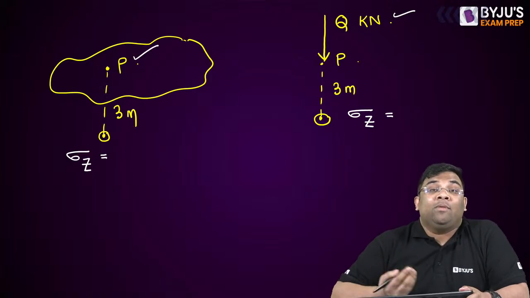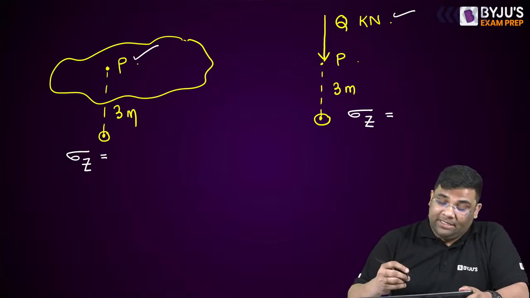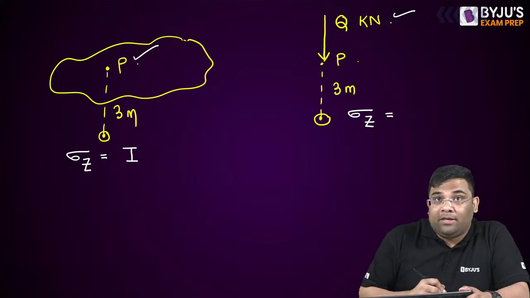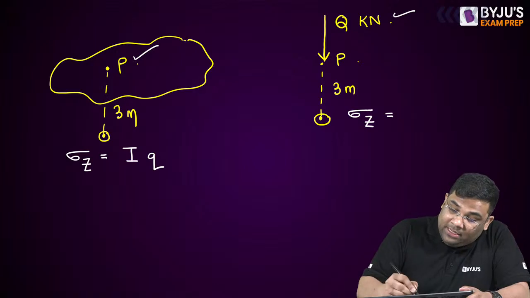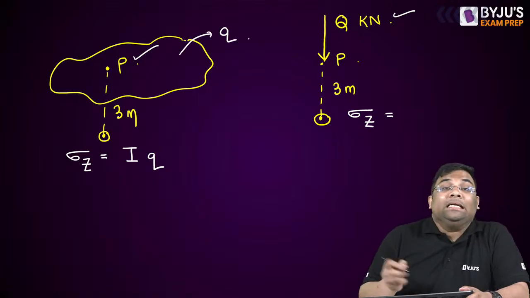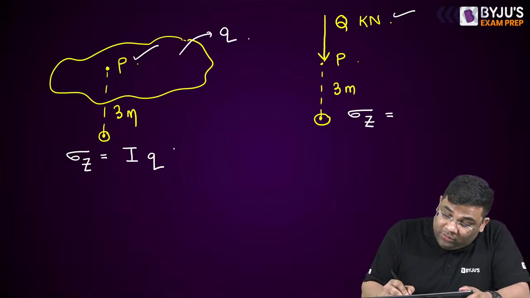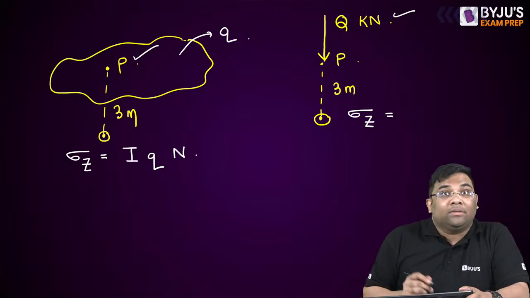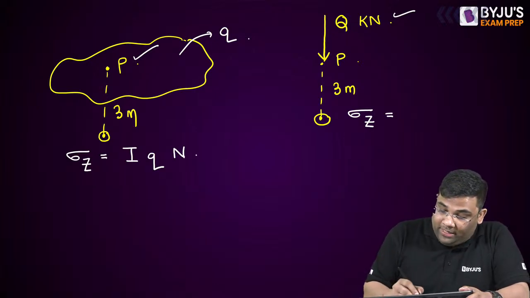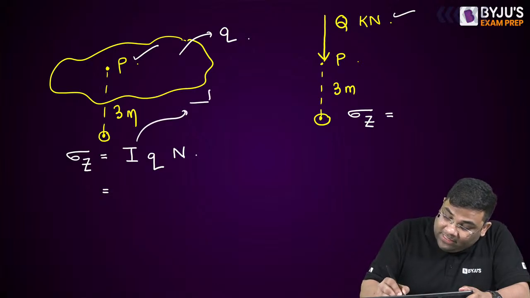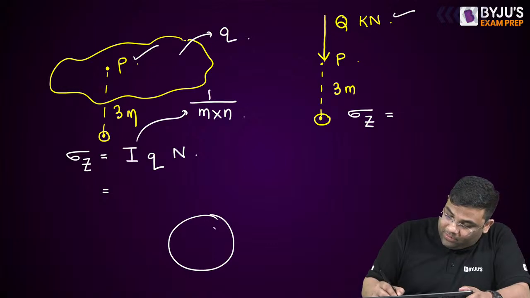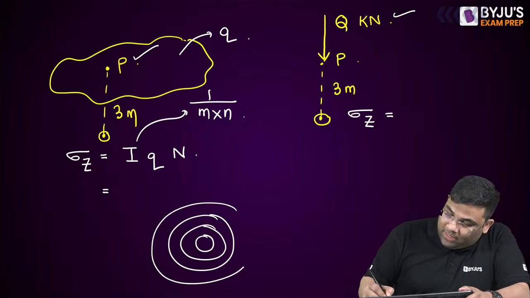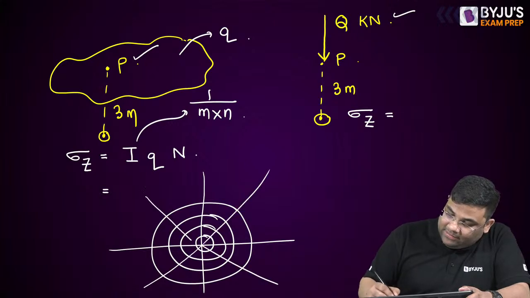Now, whenever we are using the Newmark chart, what is the formula for finding stress increment? That is the influence factor into the area load Q into the number of area units covered. So, influence factor is how much? If you remember, it is 1 by M into N. So, see, if we have a Newmark chart, you can say these are the radial lines and what?